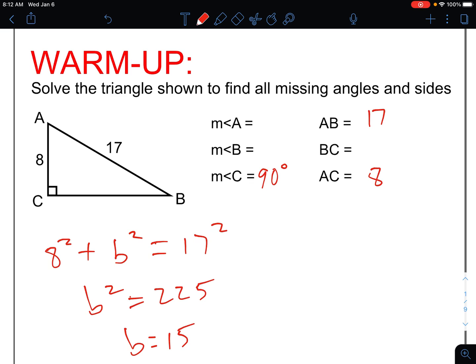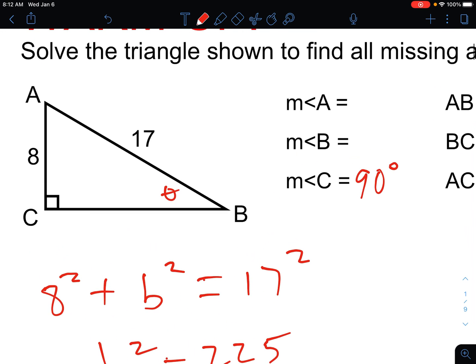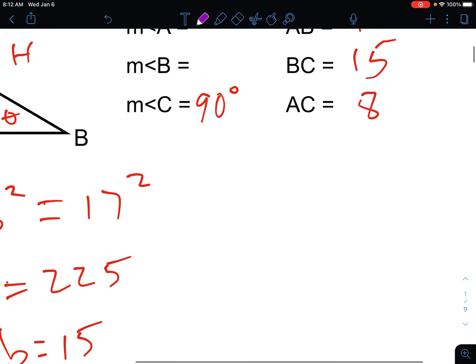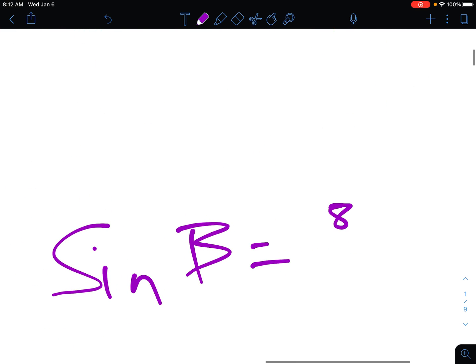Got all the side lengths. That's awesome. Now we set up a trig ratio. You either find angle A or B. I'll find angle B first. I'll label this the opposite and hypotenuse. So that's going to use sine. The sine of angle B is equal to 8 over 17.